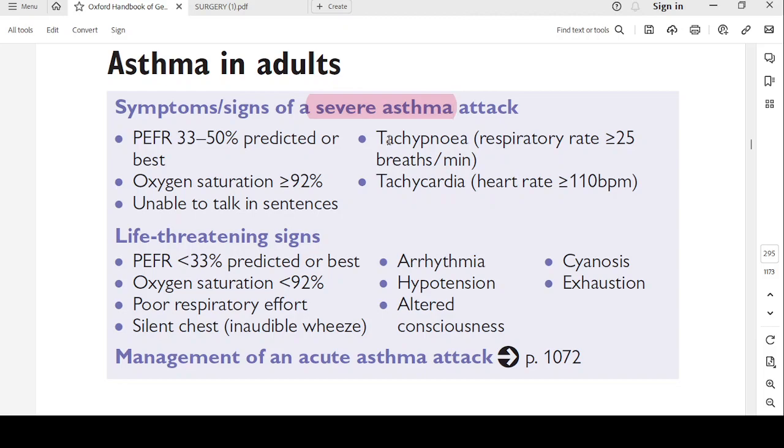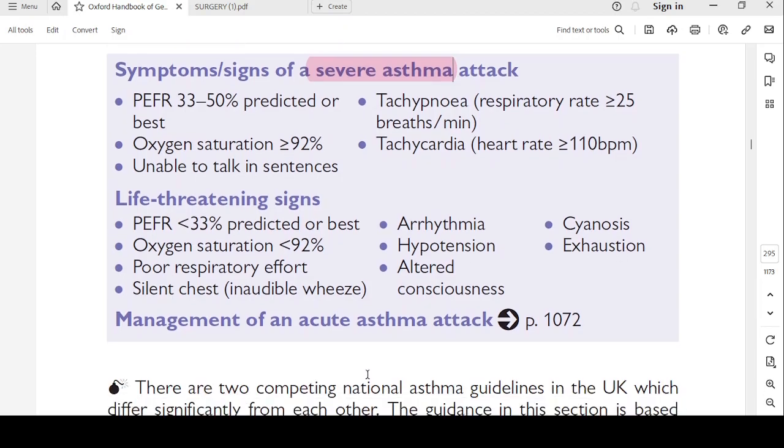Life-threatening signs are PEFR less than 33% of predicted, oxygen saturation less than 92%. There's a poor respiratory effort. There's a silent chest, a life-threatening sign, silent chest or inaudible wheeze, arrhythmia, hypotension, altered consciousness, cyanosis, and exhaustion.